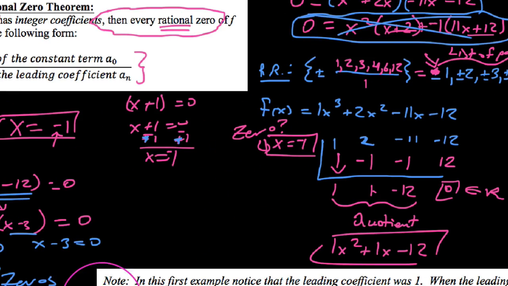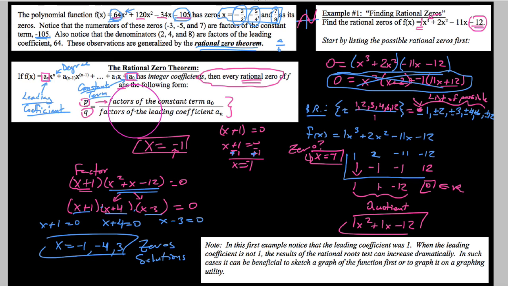So we could see how we arrived at this using the algebra of it, but what we have to do first is generate this list of possible rational roots, which is what this video is about.